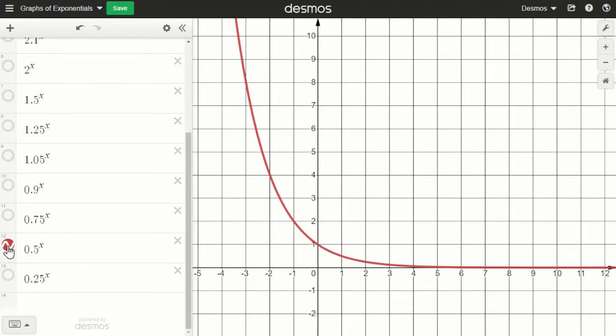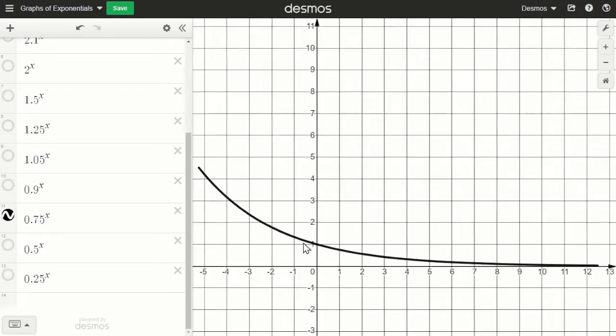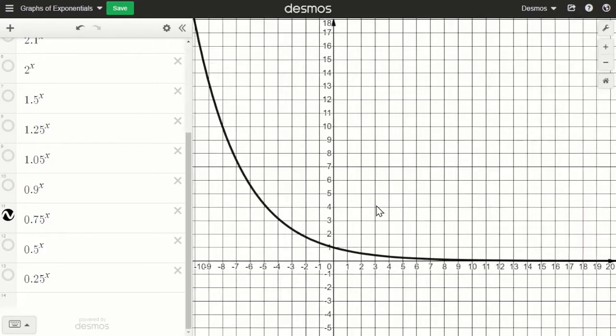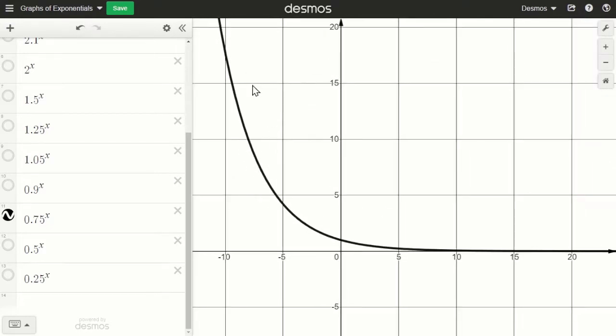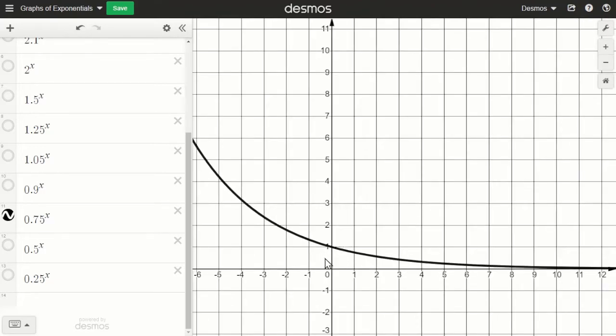Then now I'm going to turn on 0.75 to the x. Again, it has the same shape as any other ones that I brought up earlier. It's a graph going one way from the left to the right and falling as we go from the left to the right. It has an intercept on the y-axis at (0, 1).